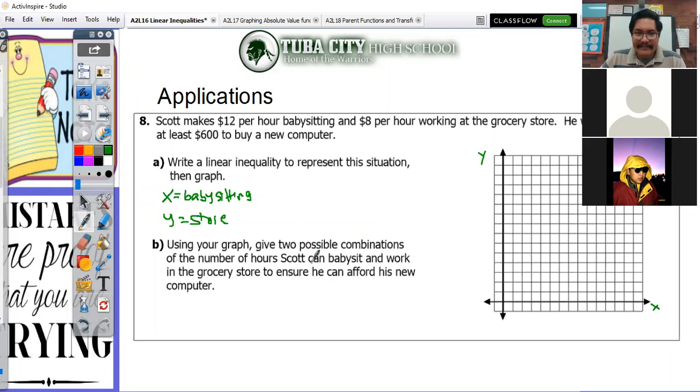Anyway, so $12 an hour babysitting, 12X, and grocery store is $8, so 8Y. So if he works at the grocery store for 3 hours, it'd be $24, and you get the idea. Now, he will need to make at least $600. So this one here is another one of those keywords, and I think we've already used the phrase at least before. So when it says at least, that must mean that it's greater than or equal to, right?